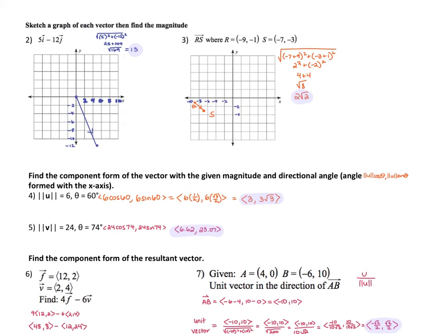4 and 5, component form of the vector with the given magnitude and directional angle, or the angle formed with the x-axis. Those are the same thing. So this one's in degrees. 4 is on your unit circle, 5's not. So for 4, you would use your unit circle, not your calculator, and for 5, you'd have to use your calculator. The formula is the magnitude times the cosine of the angle, comma, the magnitude times the sine of the angle. For 4, it's 3 and then 3 root 3, and for 5, it's 6.62 and 23.07. Again, if it's decimal, I wrote what to round to on your test. I know it's not on this.